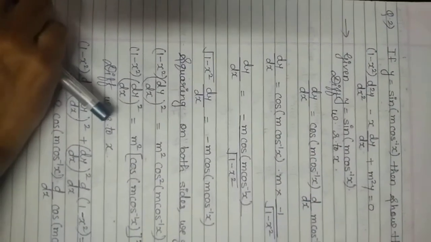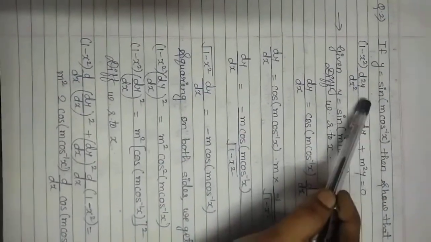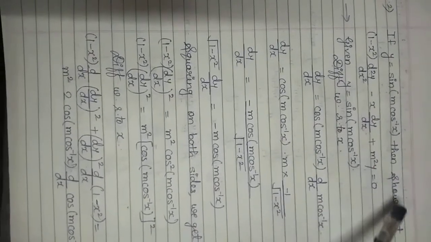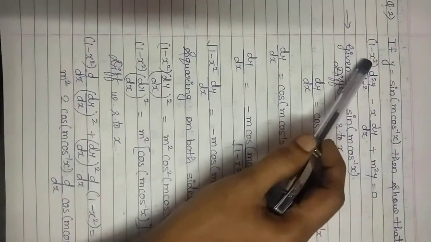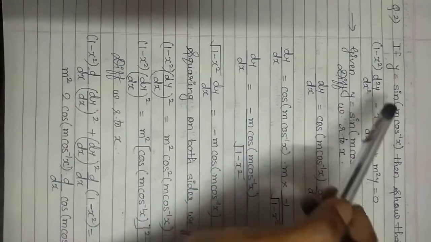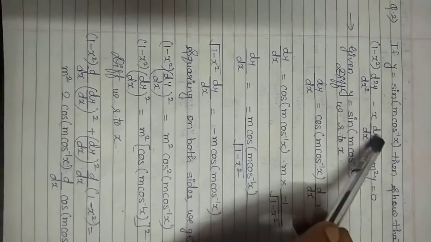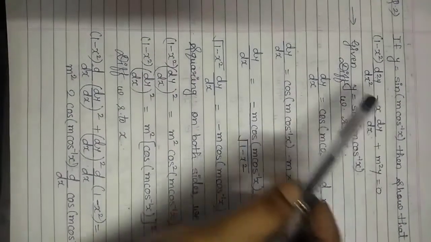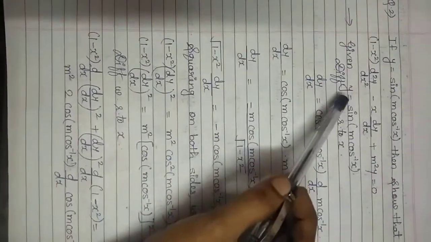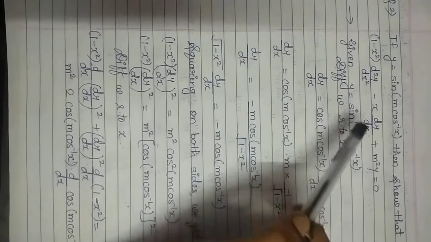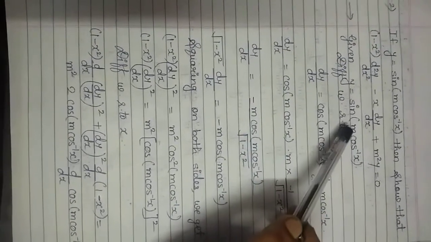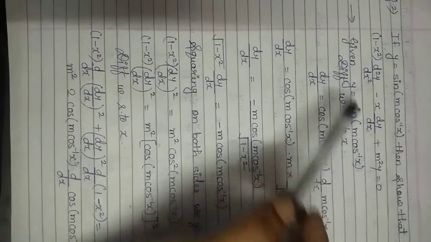Now question number 2. If y is equal to sine of m into cos inverse of x, then show that 1 minus x square d square y by dx square minus x into dy by dx plus m square y is equal to 0. Here also we start with the given term, that is y is equal to sine of m cos inverse of x.